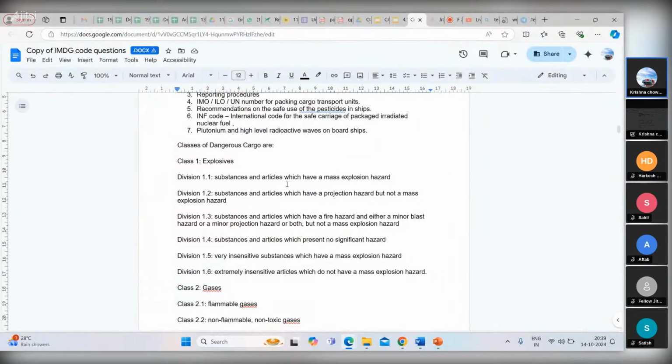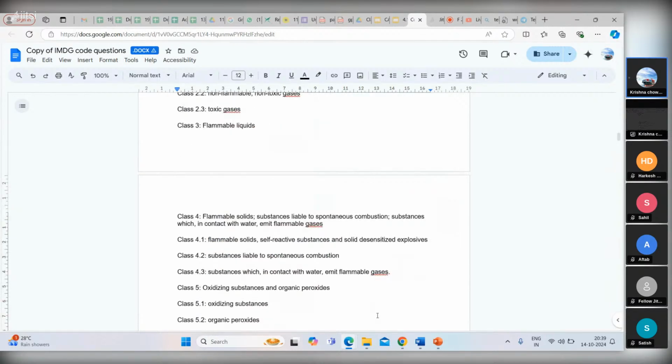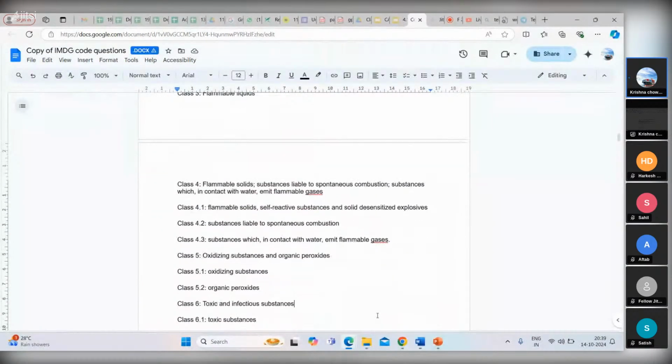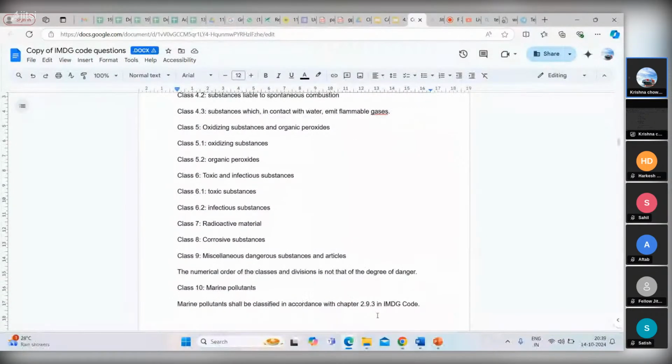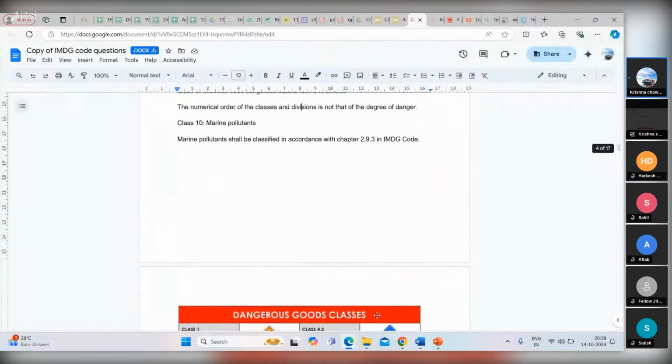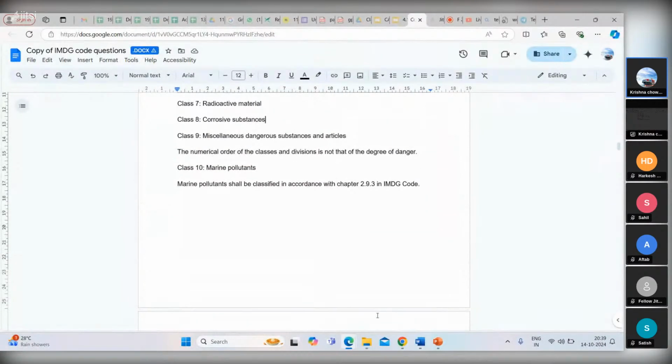Then there are different subclasses as per the different dangers and properties of explosive. Then gases, flammable gases, non-flammable gases, then flammable liquids, then flammable solids, then substances liable to spontaneous combustion like coal, substances which in contact with water emit flammable gases like sulfur, oxidizing substances, organic peroxide, toxic and infectious substances class 6, class 7 radioactive material, then class 8 corrosive substances, class 9 miscellaneous dangerous substances, and class 10 marine pollutants.